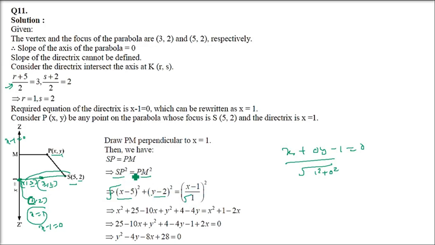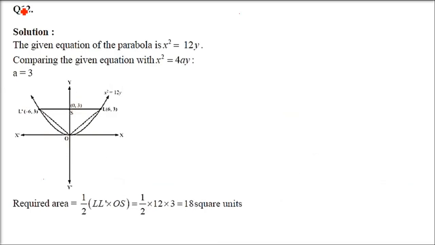So this is x minus 5 whole square, so x square plus 25 minus 10x. And then y minus 2 whole square, which will be y square plus 4 minus 4y. And x minus 1 whole square, x square plus 1 minus 2x. So this will be the solution.